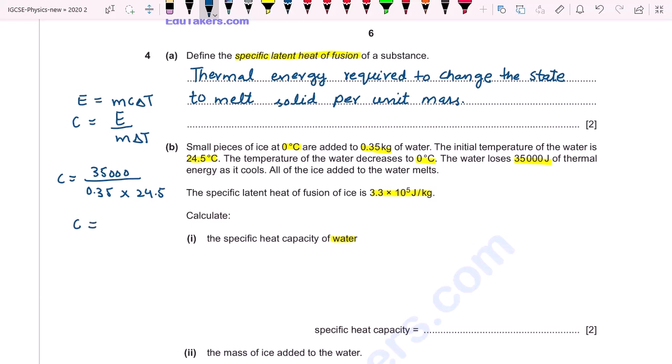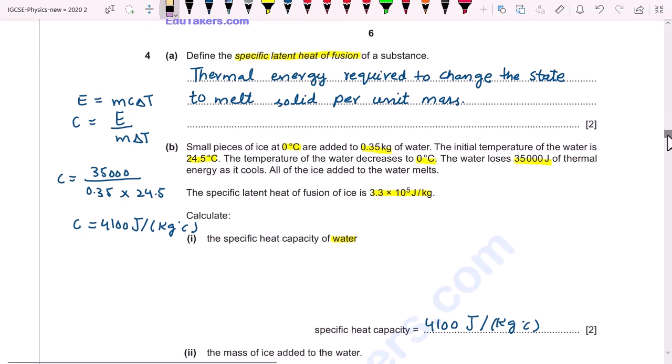So C comes to be 4100 joule per kilogram degree C. So here I write 4100 joule per kilogram and degree C. It's the unit of specific heat capacity.